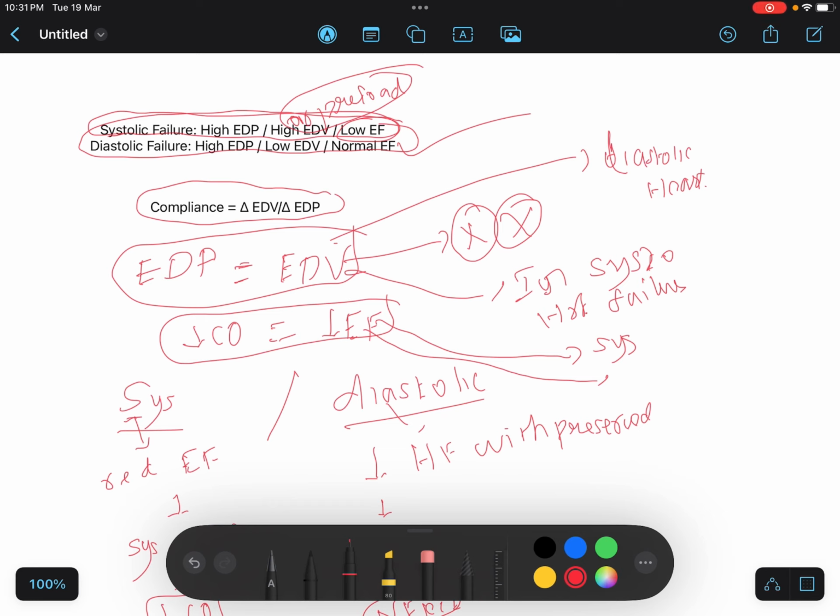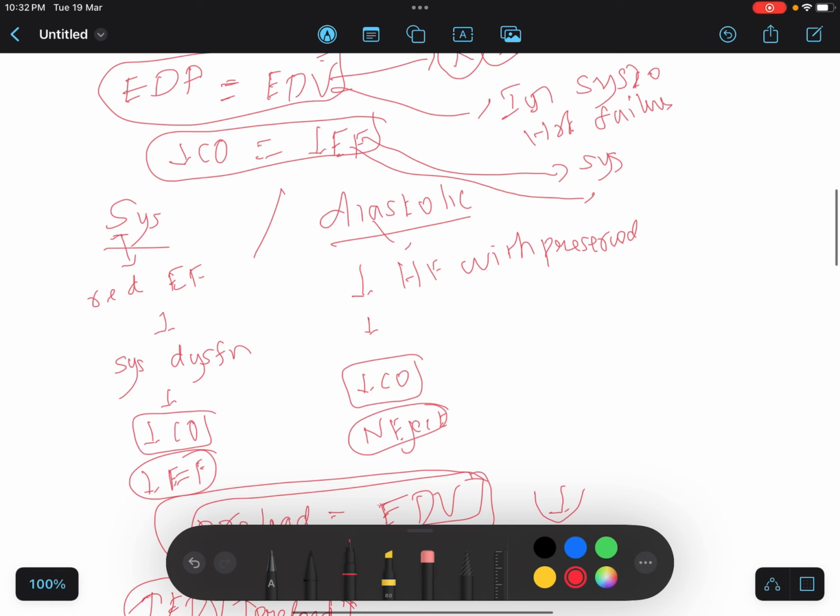Before going to this, I have to ask two things: whether end diastolic pressure is equal to end diastolic volume, and whether decreased cardiac output is equal to decreased ejection fraction. Do you guys think so? Many people familiar with cardiology may be able to understand this, but I will start from the basics.